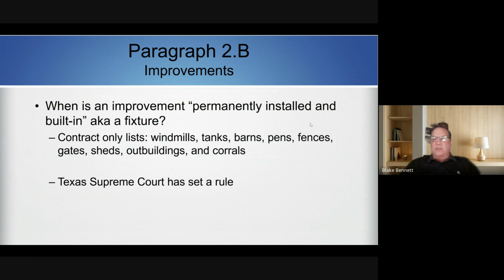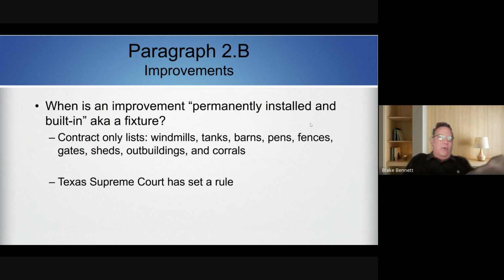Whenever you're looking at what is permanently installed, what is built in, in other words, what is a fixture? Again, the contract lists out several things that you'll commonly find, but the Texas Supreme Court actually has a definition. You know, I can remember whenever I sold my first house, I had made some cornice boards, and I wanted to take them with me. Well, the real estate agent said, no, those are permanently installed. Well, no, I can unscrew the screws and take them down real quick, but they're permanently installed. And so it bothered me. What does permanently installed mean?